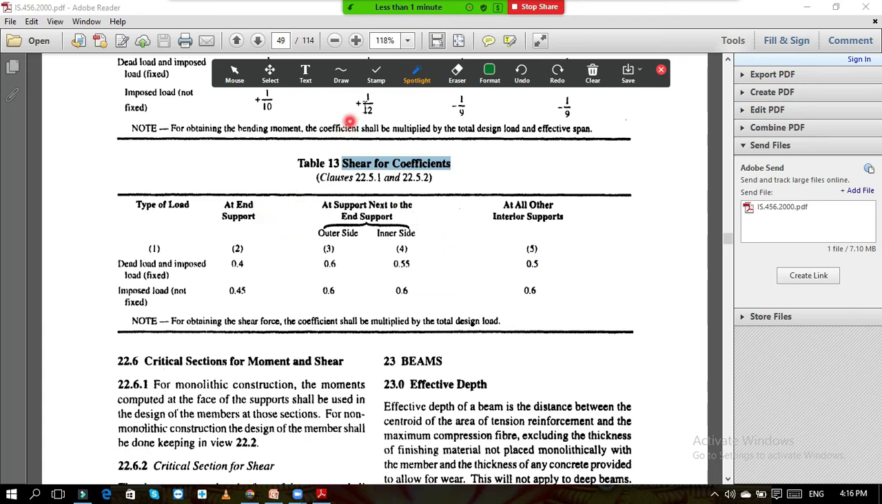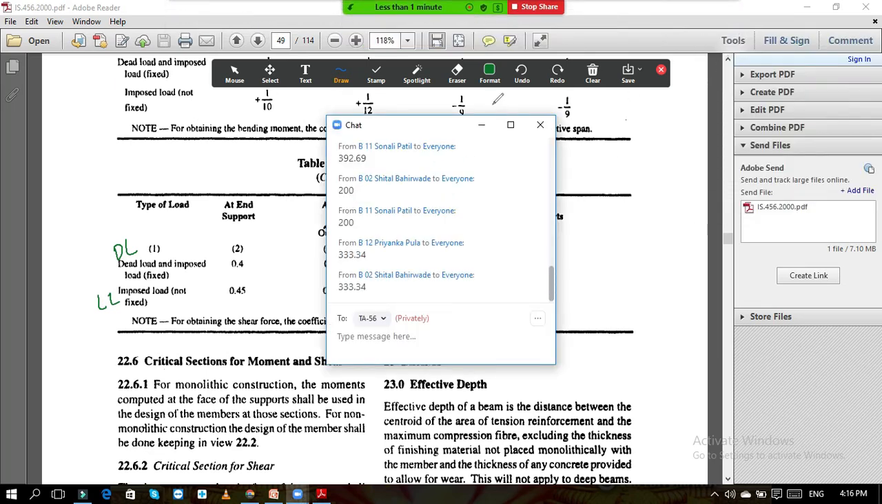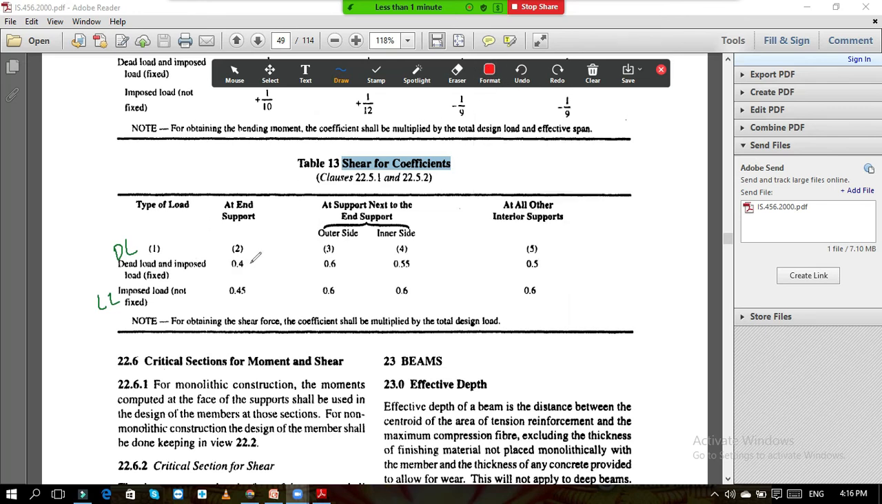At the end support, again same thing is there. This is dead load and this is live load. So at end support, what are the coefficients? 0.4, 0.45. At the support near to the end support, what are the coefficients? 0.6, 0.6. Then at other interior supports, 0.5, 0.6. Okay. So here I will tell you one shortcut.